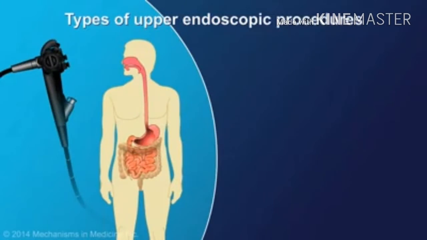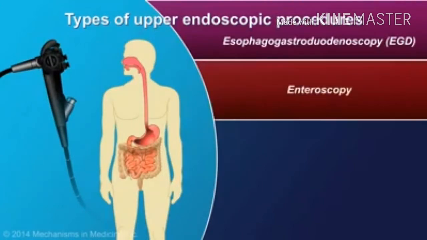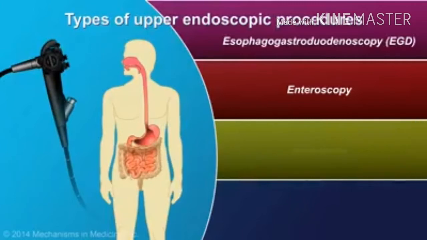Depending on what is being examined, several other types of endoscopic procedures can be used. Esophagogastroduodenoscopy, or EGD, is used to examine the lining of the esophagus, stomach, and duodenum. Enteroscopy is used to examine deeper into the small bowel and is useful when other imaging techniques have shown an abnormal finding that can't be reached using EGD or colonoscopy.